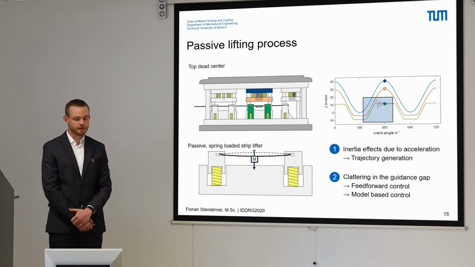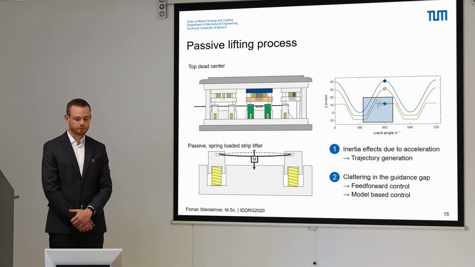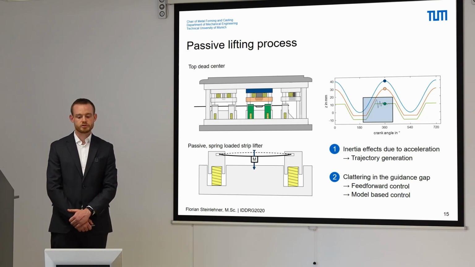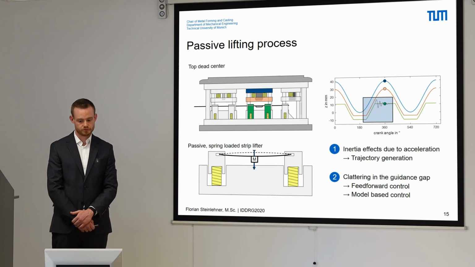The moment of impact due to the hard stop is the point to control and is basically dependent on two things. One is the trajectory of the strip lifter, which can be controlled by a closed-loop feedback control approach. The other one is an active compensation of the inertia effects resulting from the lever arm and the clattering of the strip in the guiding gap, which can be controlled by a feed-forward control approach or a model-based approach.